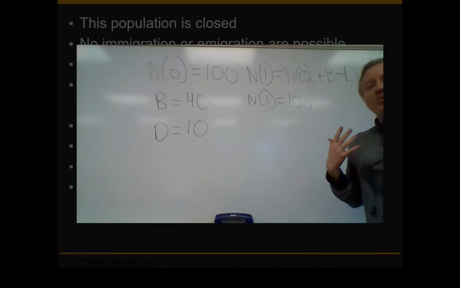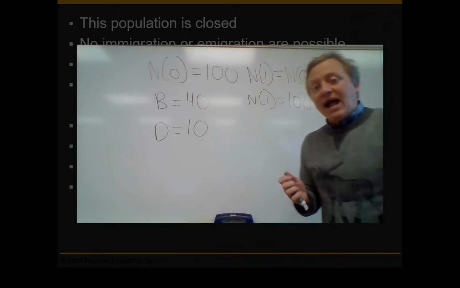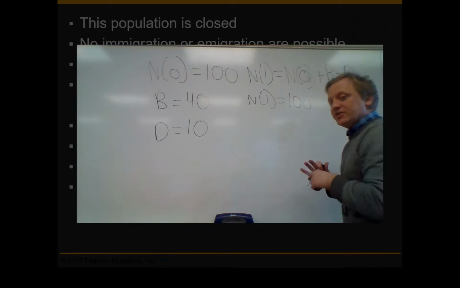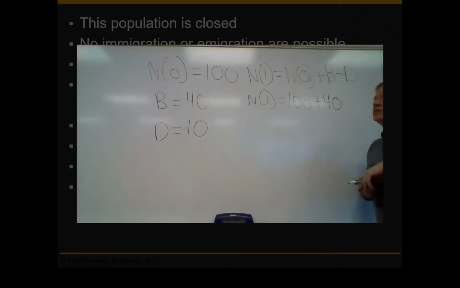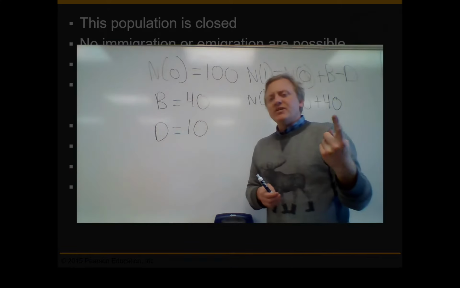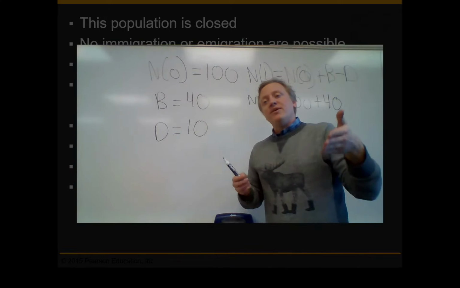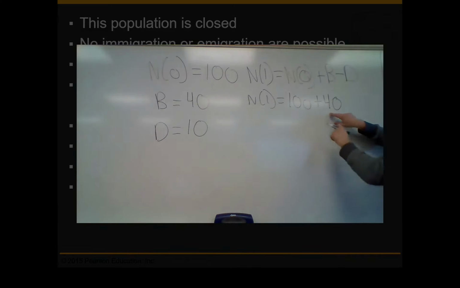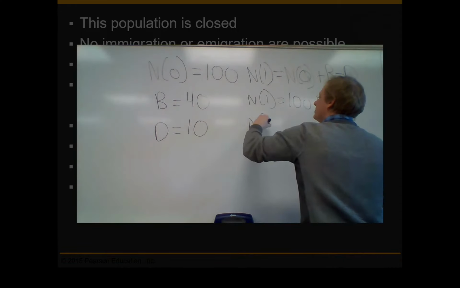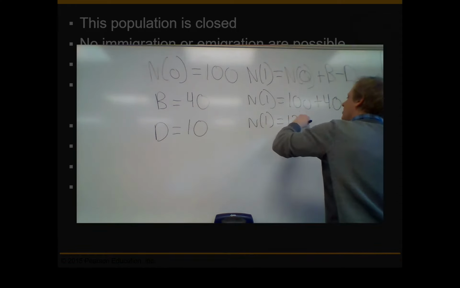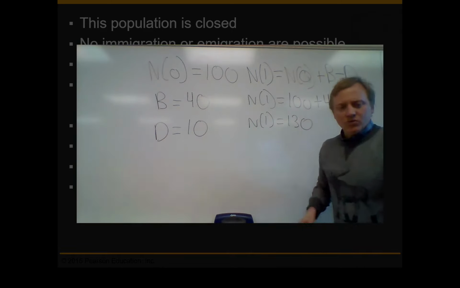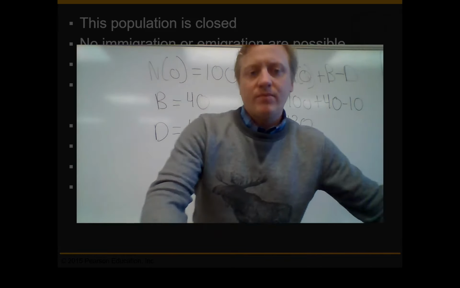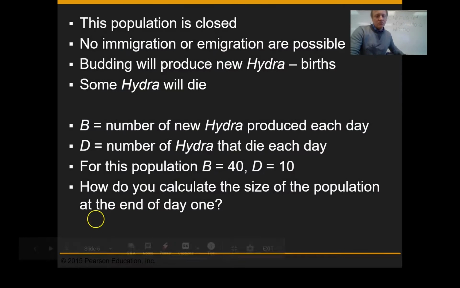And so what are we going to add to this? Well, we're going to add the number of organisms that were born. So N of 100, so we're going to add 40. And we have one more thing we need to do in this case, which is subtract the number of organisms that died. So N of 100 plus 40 minus 10, which means on day 1, we have 130 hydra. We have 130 hydra on day 1. So small.